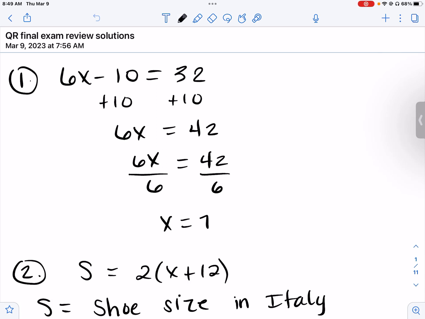Final exam review solutions. 6x minus 10 equals 32. Solve for x. So we undo, subtract with add. 32 plus 10 is 42. We undo 6 times by divide. 42 divided by 6 equals 7.